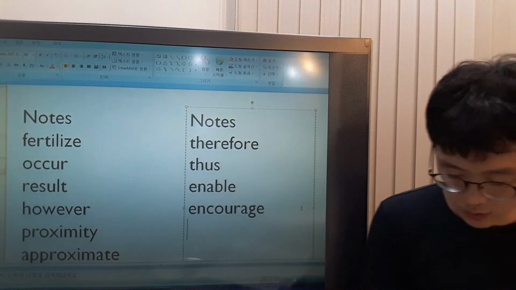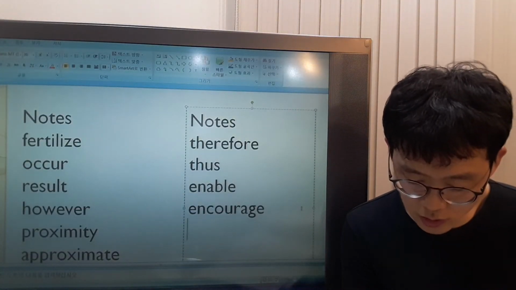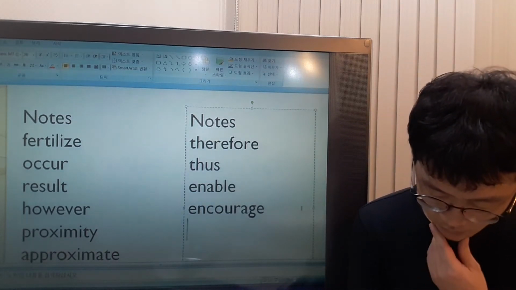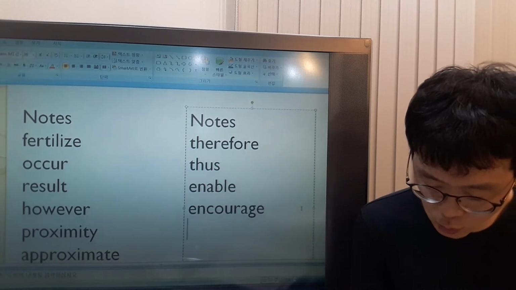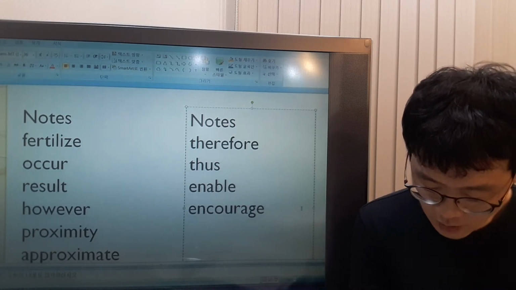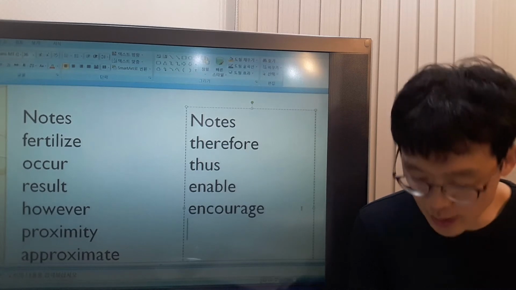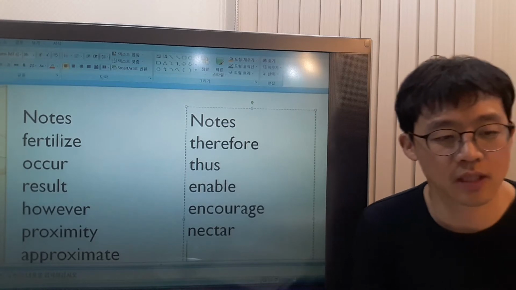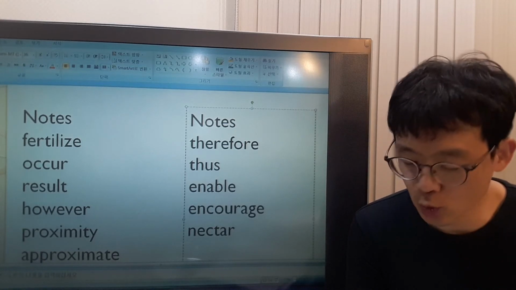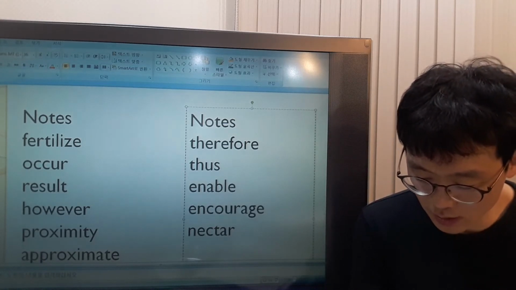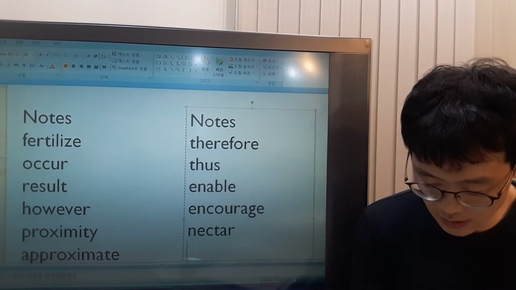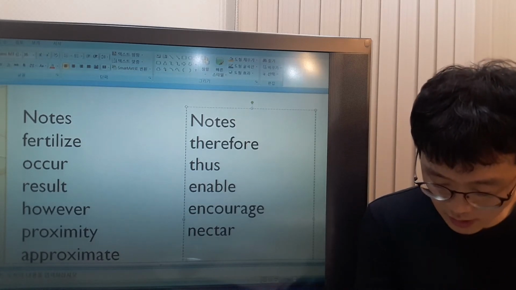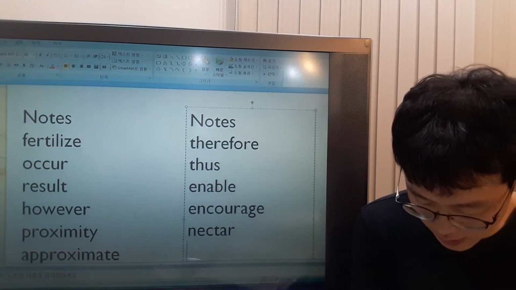Okay, what is this part about? This part is about what the flowers do, the function of flowers, right? First, they attract animals with their sweet nectar. Sweet means having a pleasant smell. Sweet nectar. What's a nectar? Nectar is the sweet liquid produced from a flower which the insects such as bees collect. Bees suck the nectar of flowering plants and use it to make honey.